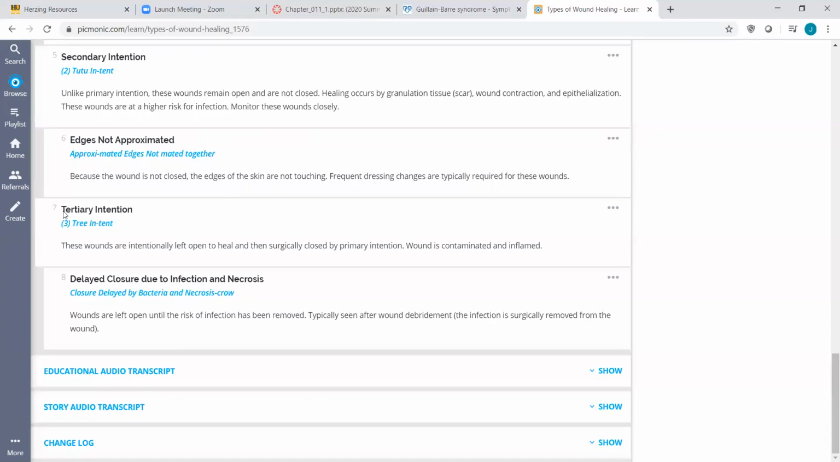So remember, secondary intention, you never close it up. It eventually closes on its own, filling in with granulation tissue. Tertiary, they actually will leave it open, but then they'll bring you back later on and close it up. So this wound is usually contaminated. It looks bad because it's infected. It's inflamed looking. It looks crummy.